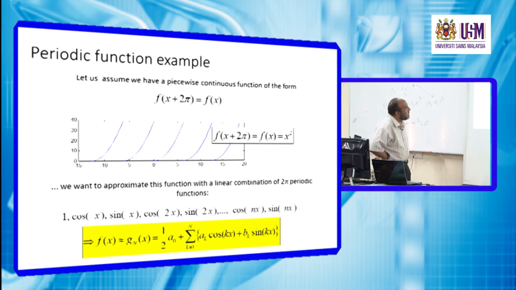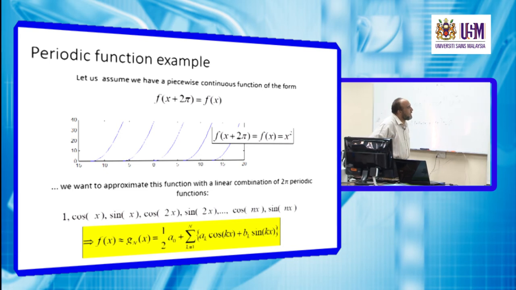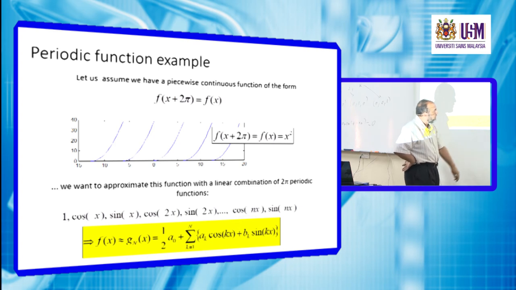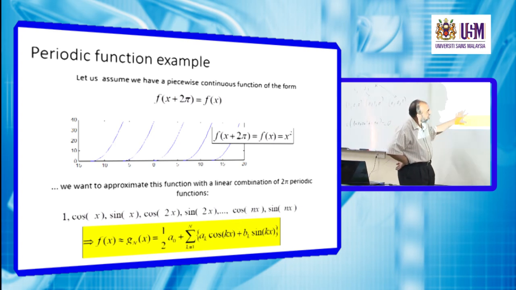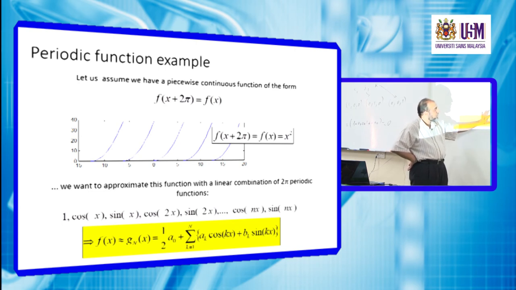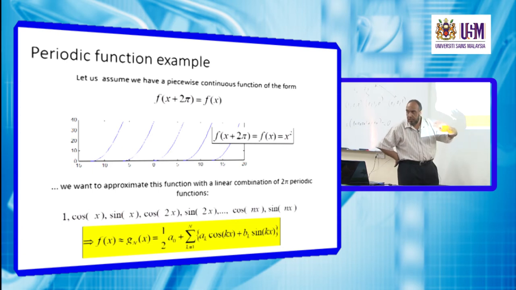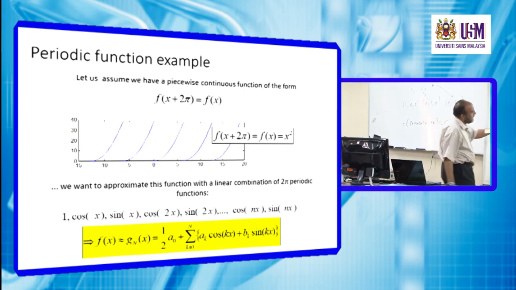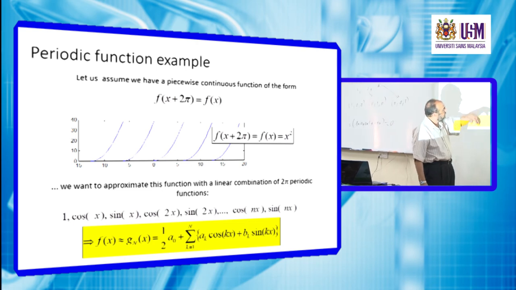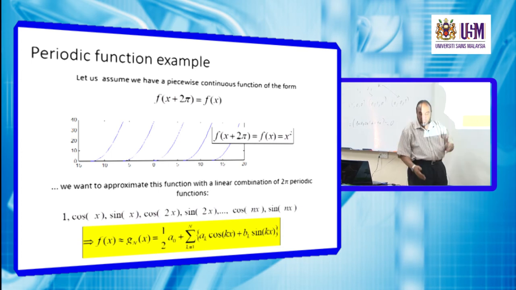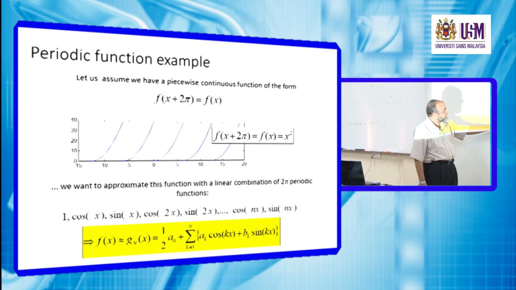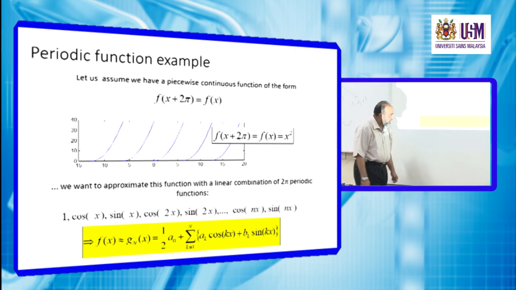So we want to approximate this function with a linear combination of 2π periodic functions, like this form: 1, cosine x, sine x, cosine 2x, sine 2x, and so on, which can be written in mathematical form as a0/2 plus summation from k equals 1 to n, where n here represents the sampling of the function itself. It's a number. Here we removed L and we used n instead. It's the number of samplings of the interval of the function, a_k cosine kx plus b_k sine kx.